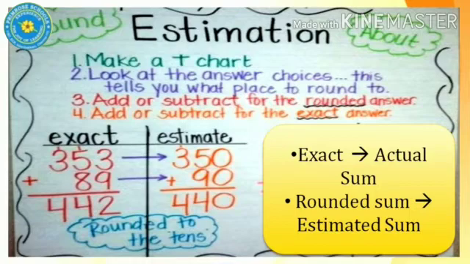So if you look at the image, you will understand that the exact answer for the addition of 353 and 89 would be 442. Now to find the estimated sum, we are going to round off the number 353. Now the ones place there is 3, right? So which is less than 5. So we are going to round off the number 353 as 350.